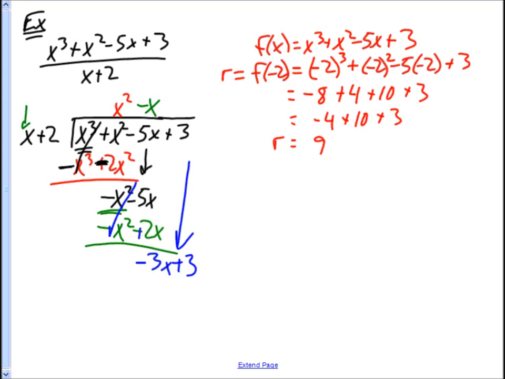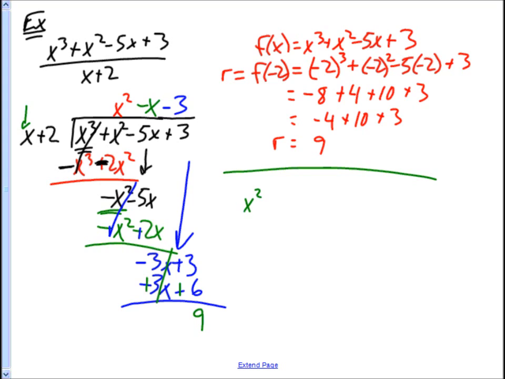What times x gives us negative 3x? That would be a negative 3. Negative 3 times x, negative 3x. Negative 3 times 2, negative 6. Don't forget, change. 9. Hey, you see that remainder 9 there? We already knew that, didn't we? Well, let's write our answer here. So our answer is quotient x squared minus x minus 3 plus our remainder 9 over our divisor x plus 2. Okay, there it is. That's our answer.